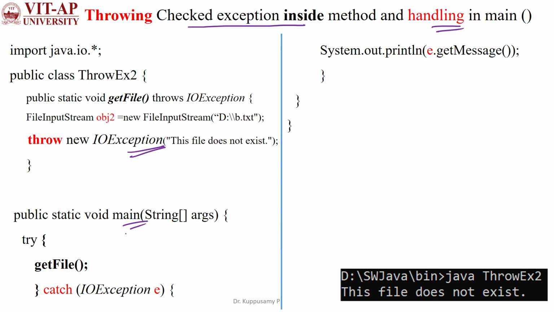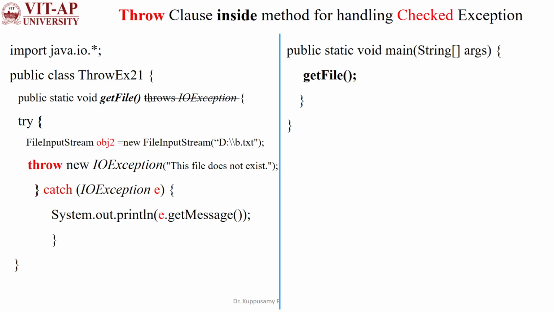So inside the main method we are handling the exception, but the exception is thrown from the getFile method. That is the information we should learn from this example. The next example is here. I am not going to use throws exception because here I am already using the throw class. Then why should I use throws IOException? So I am removing this.